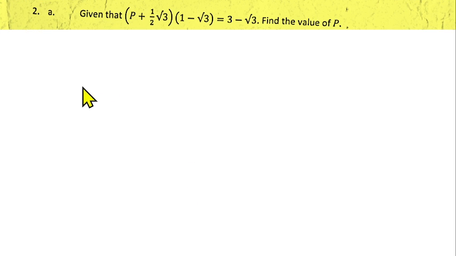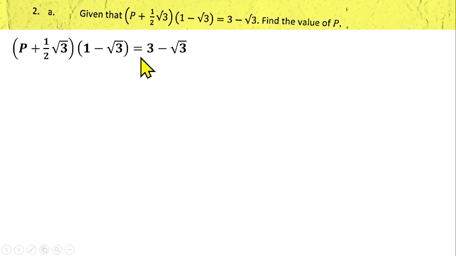Question number 2 is from surds. We are given that p plus half of root 3 multiplied by 1 minus root 3 is equal to 3 minus root 3. You have to find the value of p. So if you write that, we have this, then what do you think we can do? Our aim is to find the value of p here. So what do you think we can do? Should we open the bracket? We can do that, but that will make the work complicated.